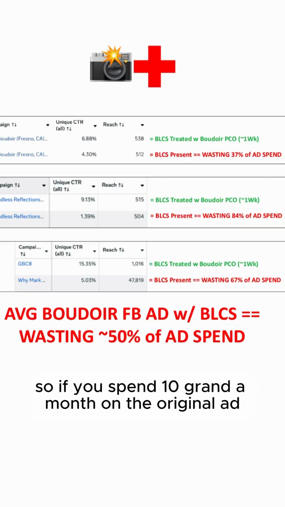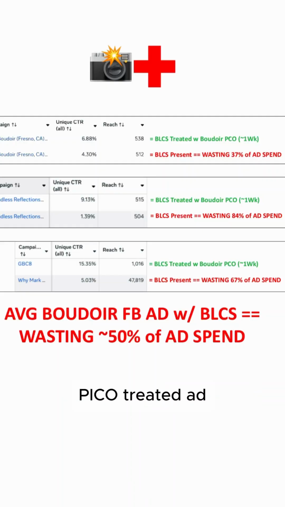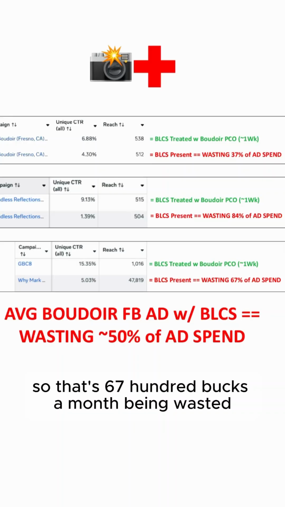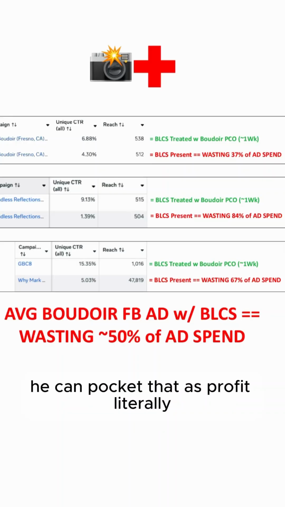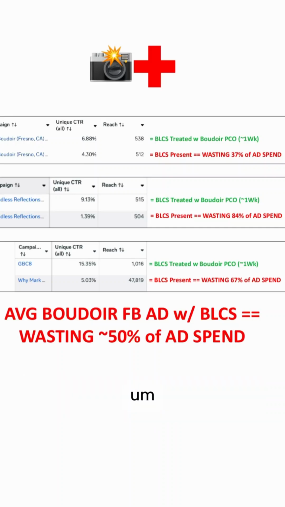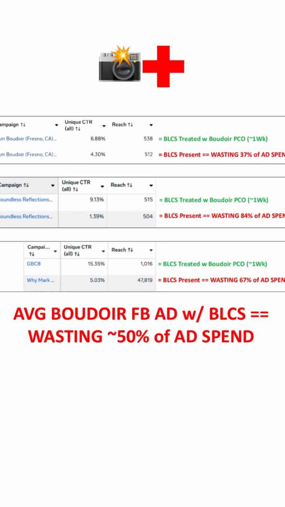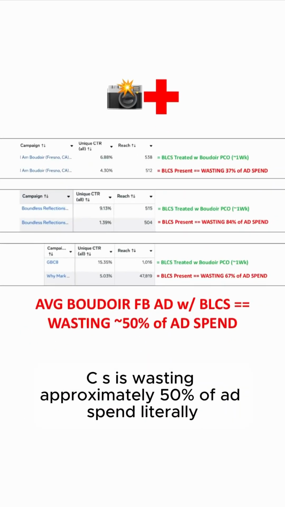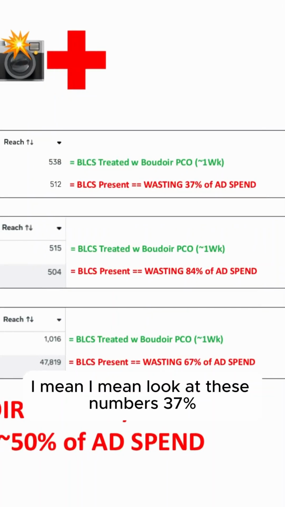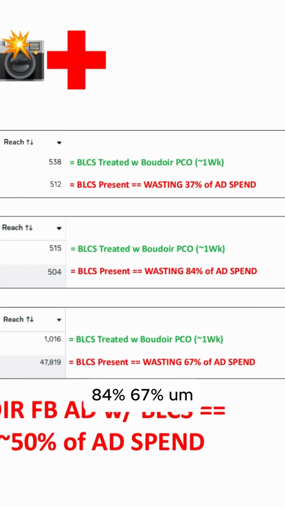So if he's spending 10 grand a month on the original ad, now he only has to spend $3,300 a month on the Boudoir Pico treated ad, and he gets it into the same number of women's brains in both scenarios. So that $6,700 a month being wasted, he can pocket that as profit, literally every single month. So it's like whatever, 80K bonus over the next 12 months, back in his pocket. So the average Boudoir Facebook ad with BLCS is wasting approximately 50% of ad spend. Literally, I mean, look at these numbers: 37%, 84%, 67%.